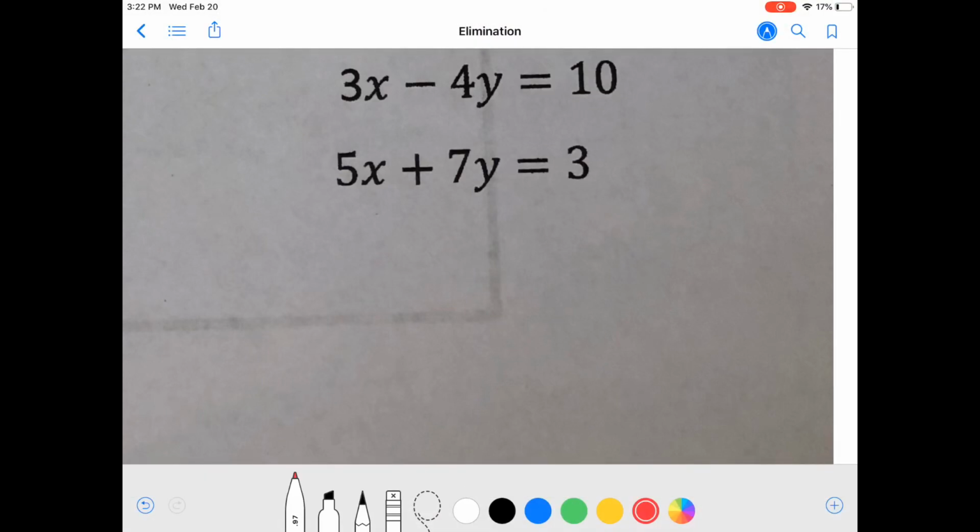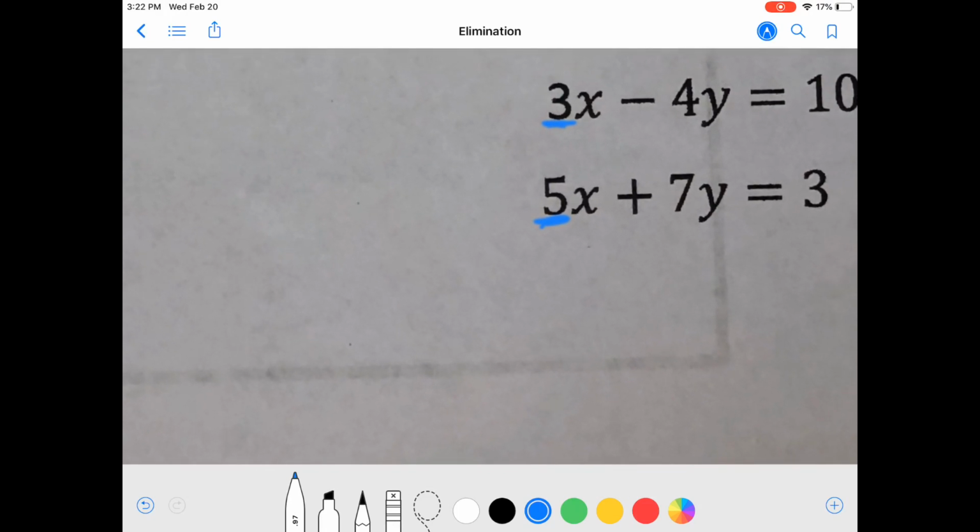Looking at our 3 and our 5, what can we multiply 3 and 5 by to get the same number? We can multiply both of them to get to 15. So we would do 3 times 5 to get to 15, and multiply by 3 to get 5 to 15. The first thing we want to do is multiply to get identical terms. So 5 times 3x minus 4y equals 10.